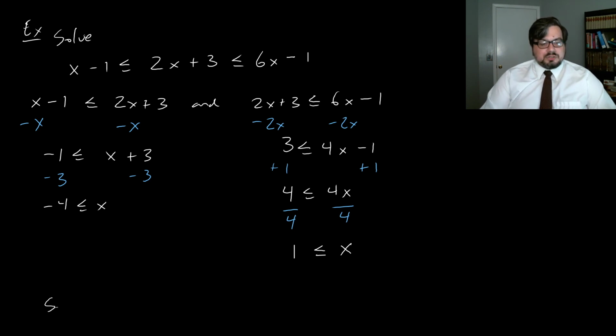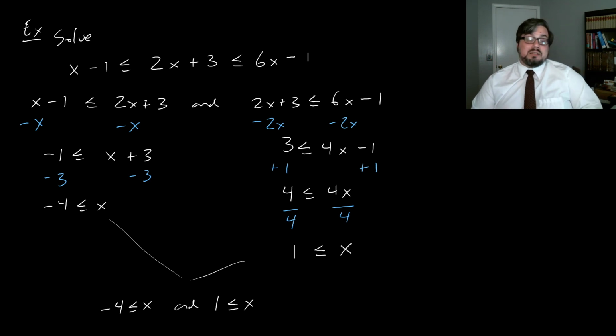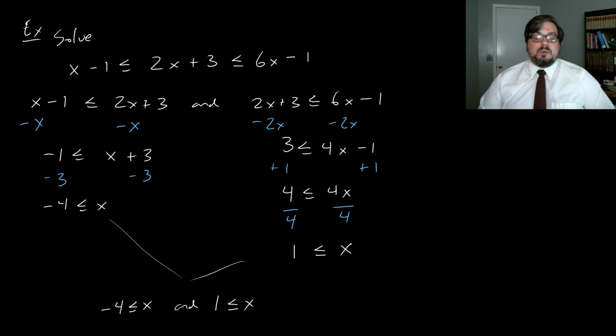So our solution, or getting close to our solution now, is negative 4 is less than or equal to x, and 1 is less than or equal to x. Now these don't combine into a compound inequality the way the previous answer did, because both of these inequalities are going basically the same direction with respect to x. Both of them are saying that x has to be bigger than some number.